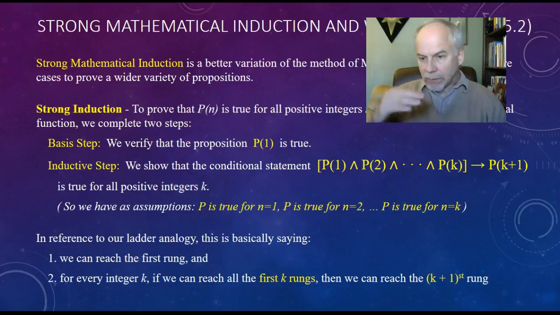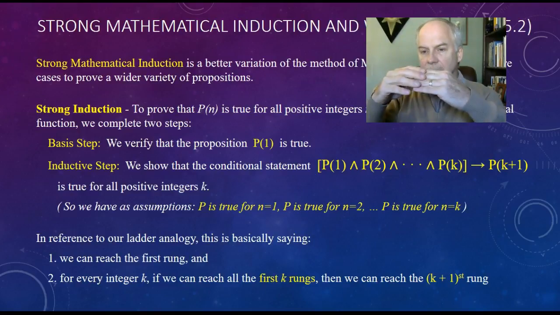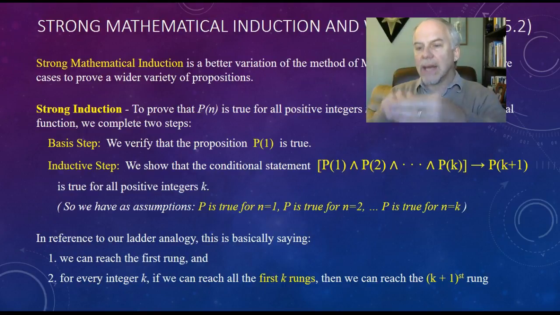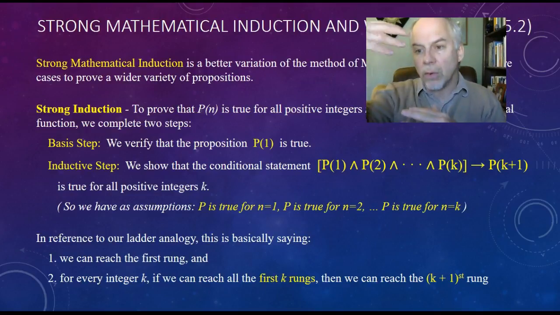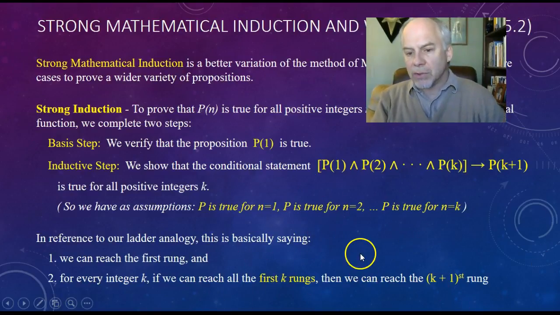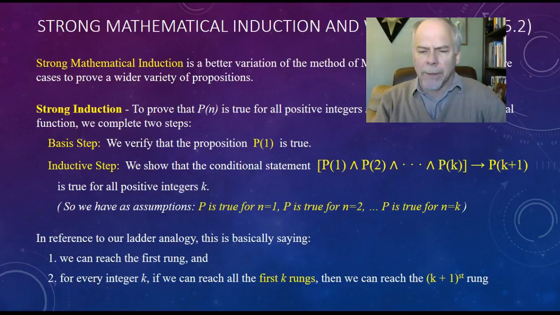So it not only gives us as an assumption that we can reach the kth rung, but that we can reach the kth rung and all the rungs below that. All right, then we know that we've got to show that we can reach the next one after that. So it's a little bit stronger because we have more assumptions to start with, but it also is a valid induction or method of proof.